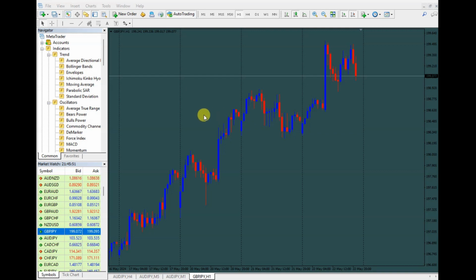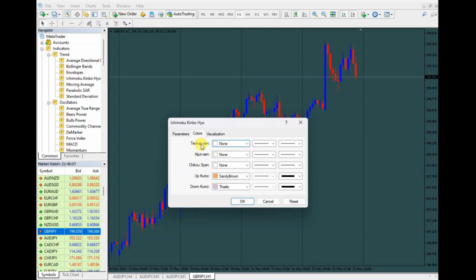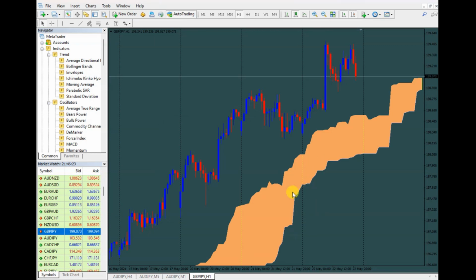First indicator which we are going to be using is the Ichimoku indicator. As you know, Ichimoku is a bit of a complex indicator, but we are going to make it very simple by utilizing just two components of Ichimoku. As you can see, I've disabled the Tenkan-sen, the Kijun-sen, and the Chikou span. So we'll be utilizing the Kumos, the Kumo up and the Kumo down. So we add this to the markets.